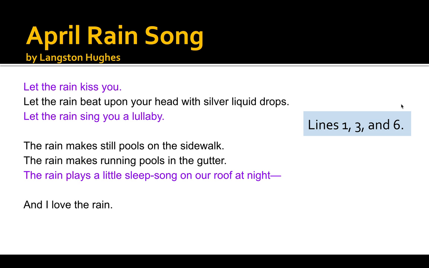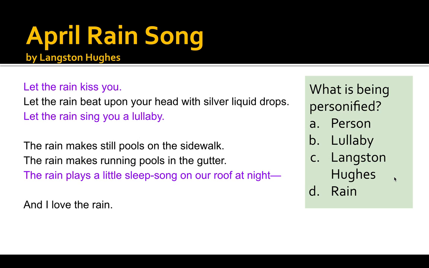Okay. So lines 1, 3, and 6 all have personification because rain cannot kiss, cannot sing, and it cannot play a song. So those are the lines. The other ones are something that rain can do. Something non-human can make a beating sound. It can create a pool, and the running pools, the running talks about the running water, not that the rain is running.